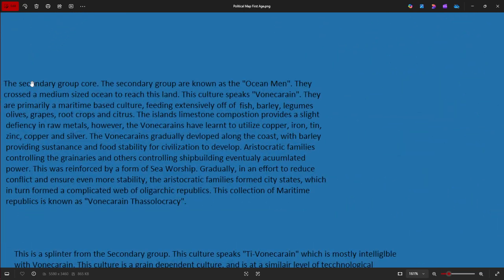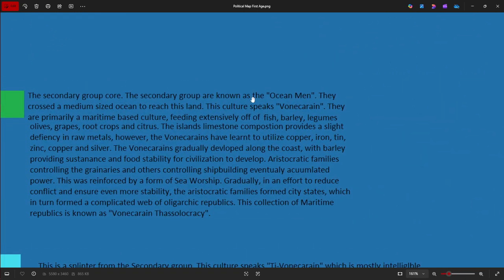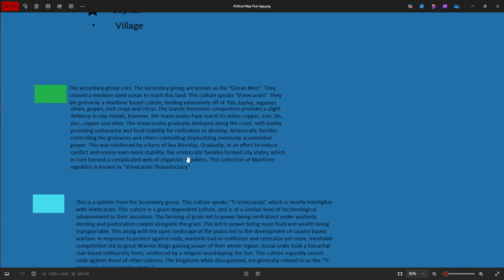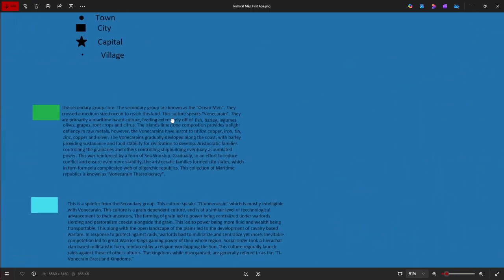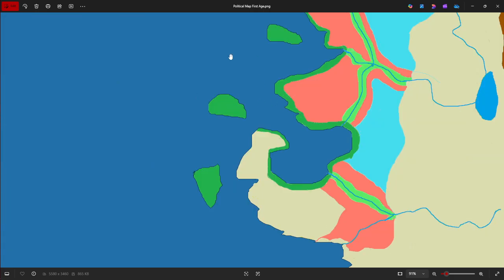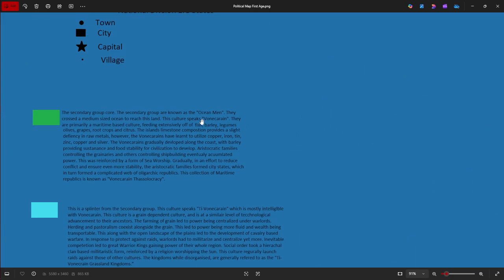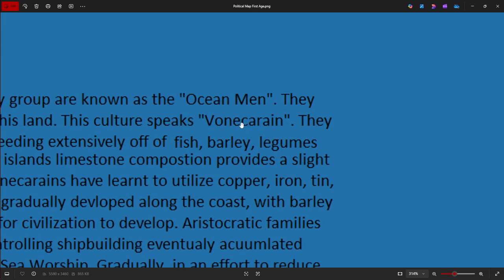So we have a secondary group called the Ocean Men, that was their name, and they built kayaks, canoes, rafts, and crossed a fairly small ocean, but I'm not showing what it looks like over there because that ruins the immersion, to reach this island. Initially, yeah, and they speak a language called Vonacarian.